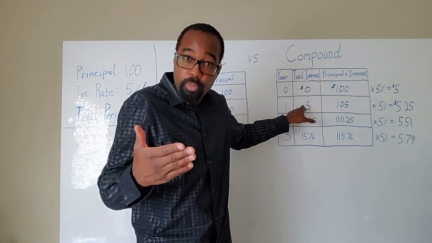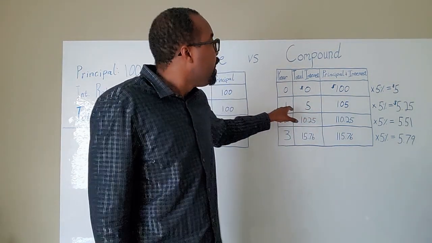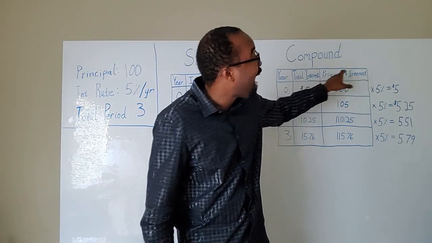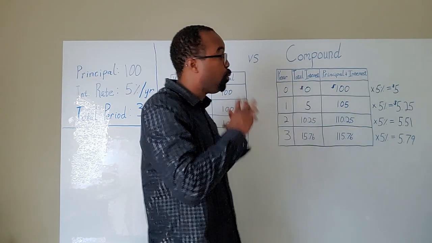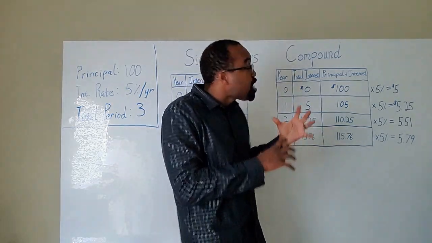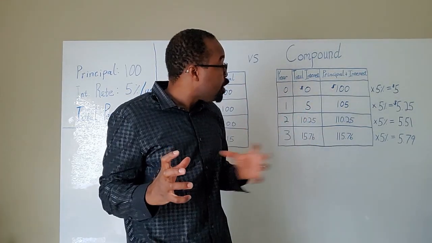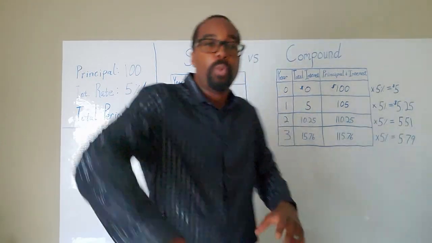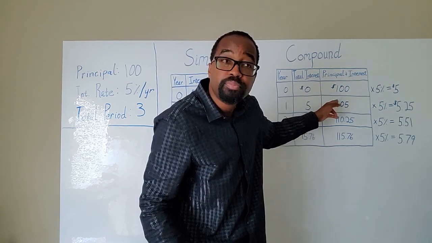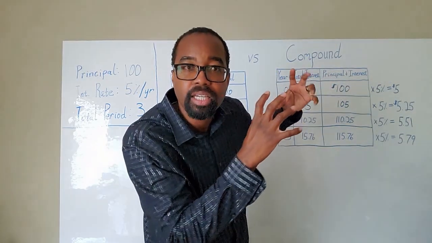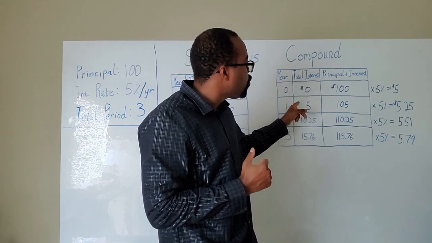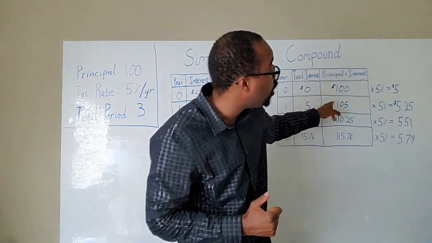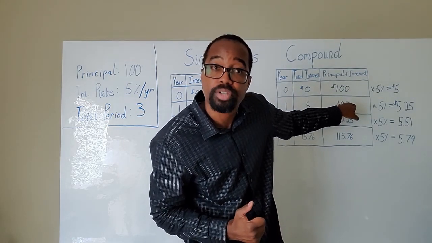$5. That's the interest that was earned so far, okay? Now, you also have in the next column the principal and the interest. Remember, the principal was $100 and the interest earned so far is what? $5. So what are we going to do? We're going to take that principal, which was $100 at the beginning, and add it to the previously earned interest, which was $5. So 100 plus 5 is $105.